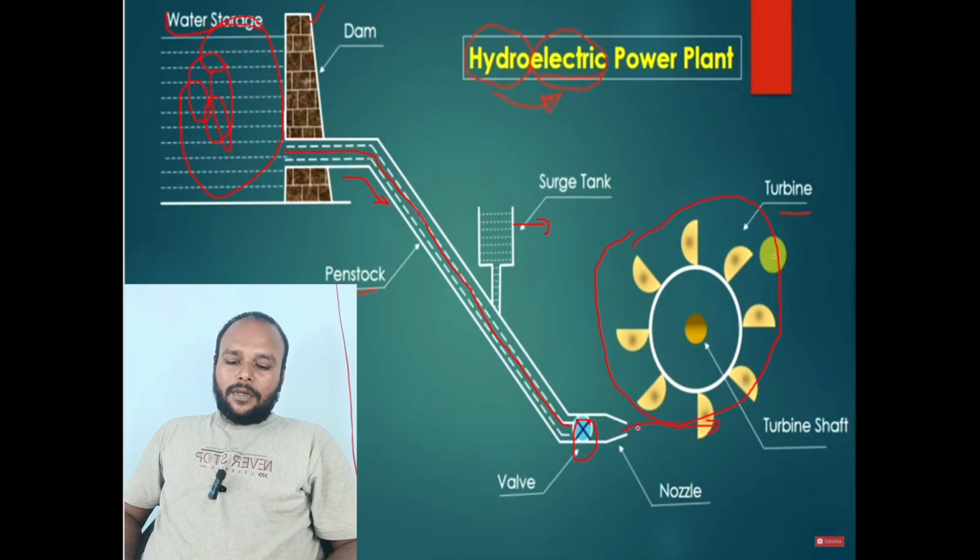The water comes, and the mouth of the nozzle is smaller compared to this end. This makes a pressure difference in the water. While the water comes out from the nozzle, it hits the turbine with a force. Due to this, the turbine starts running.